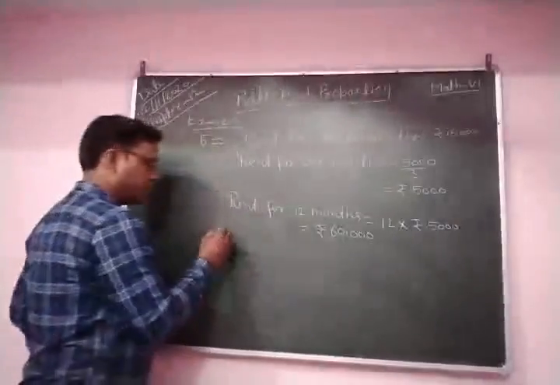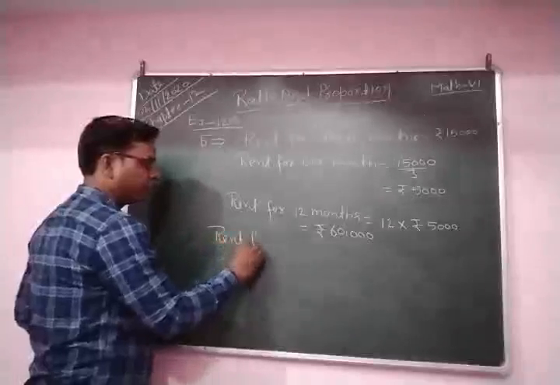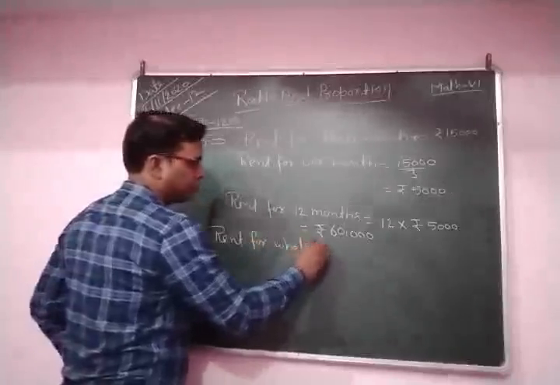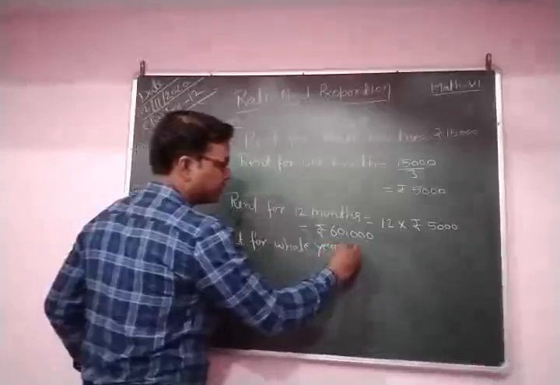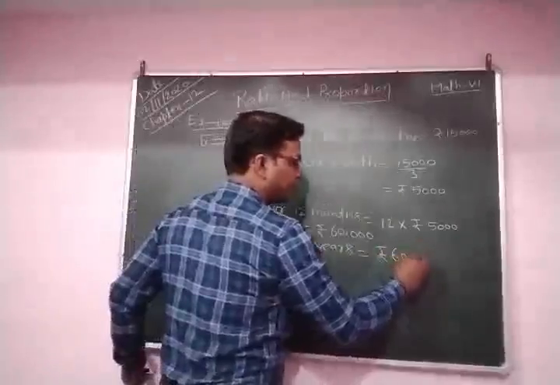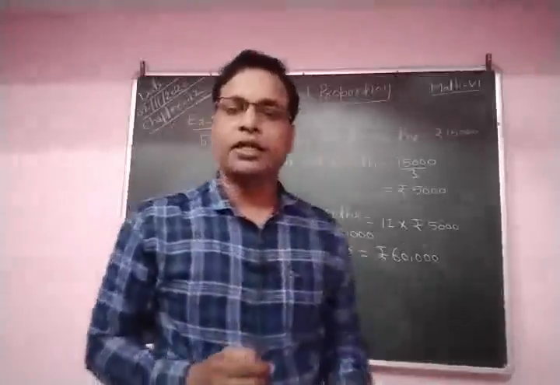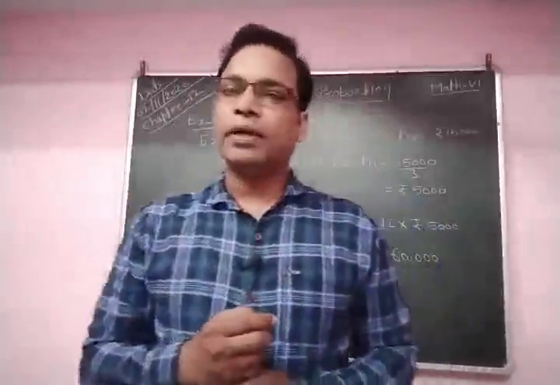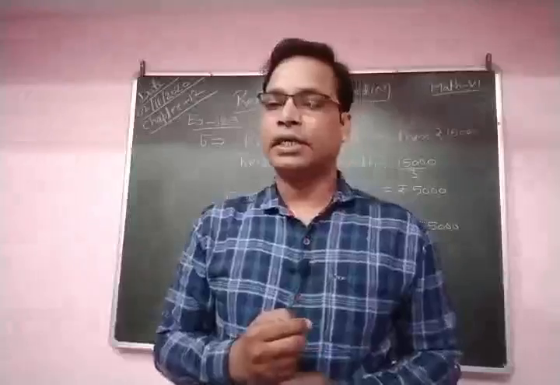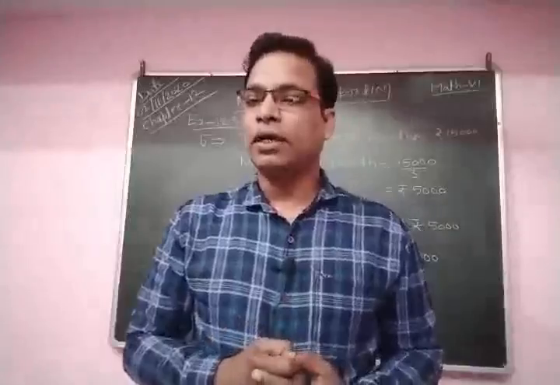So we write: rent for the whole year is equal to rupees 60,000. At last you can write: therefore, Sanya pays rent 60,000 for the whole year. This is clear. So students, I hope all of you understood.